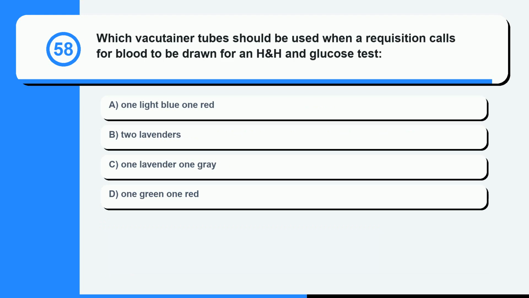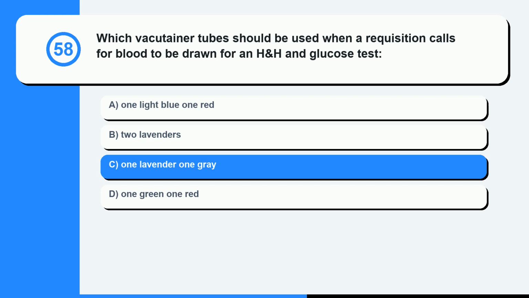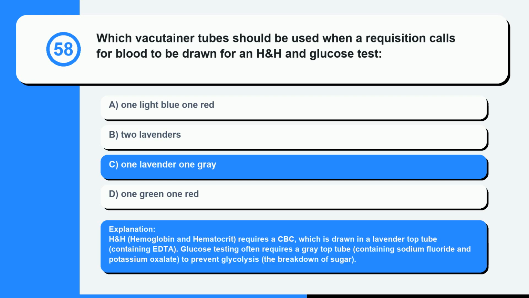Question 56. A medical assistant is asked to draw blood in the antecubital space. Which of the following veins are found in the AC? A. Cephalic, B. Median cubital, C. Basilic, or D. All of the above. The correct answer is D. All of the above. The antecubital, AC, fossa is the most common site for venipuncture. It contains three main veins used for drawing blood: the median cubital, preferred, the cephalic, thumb side, and the basilic, pinky side.